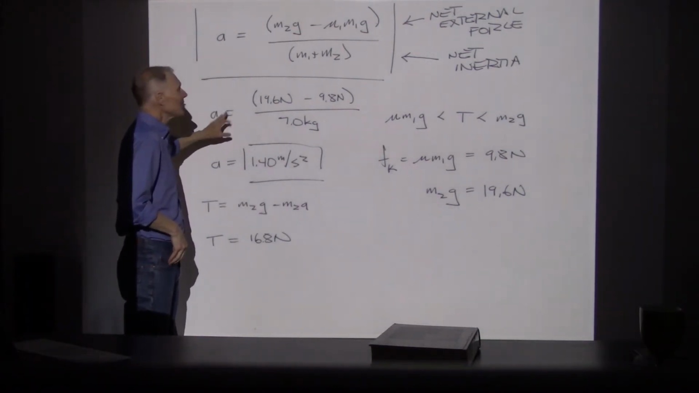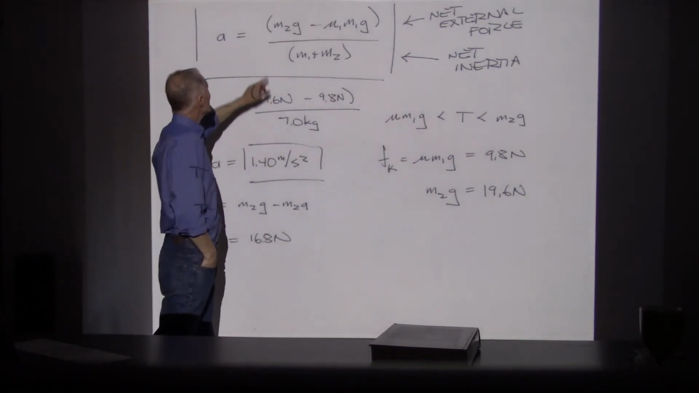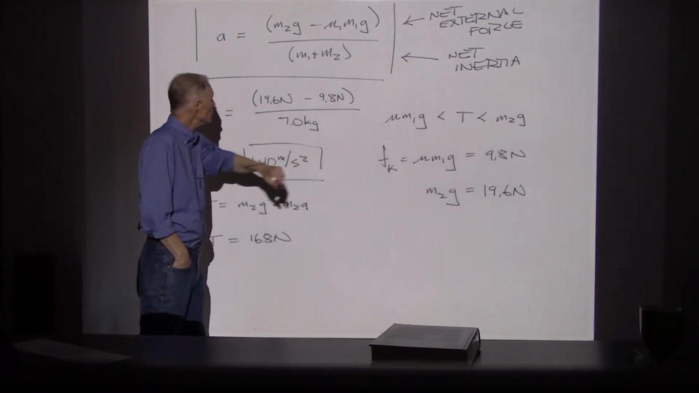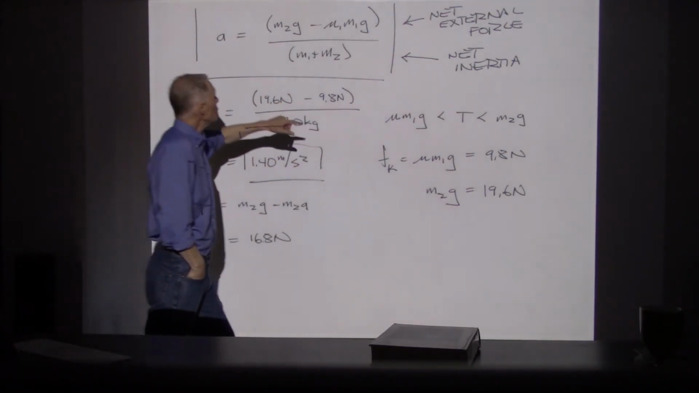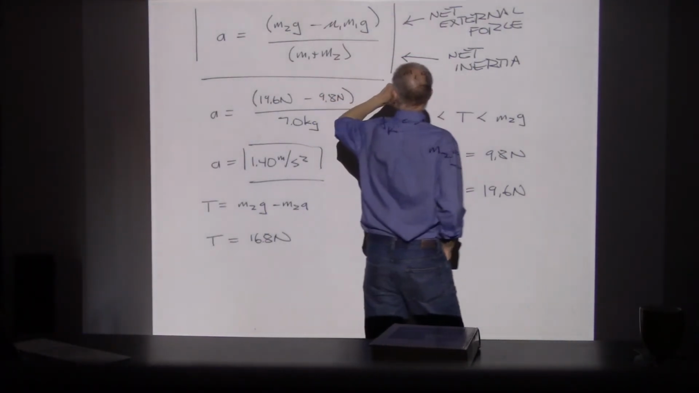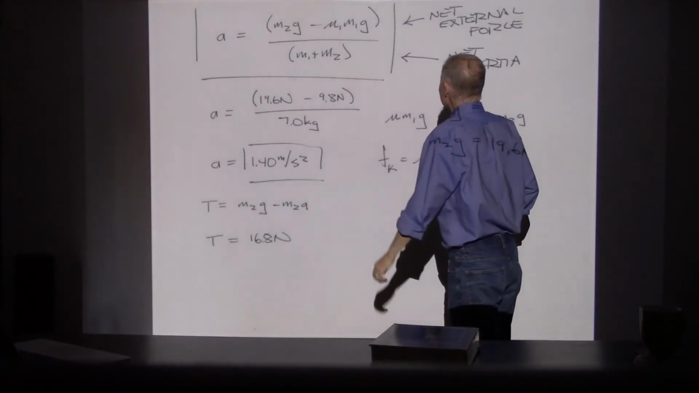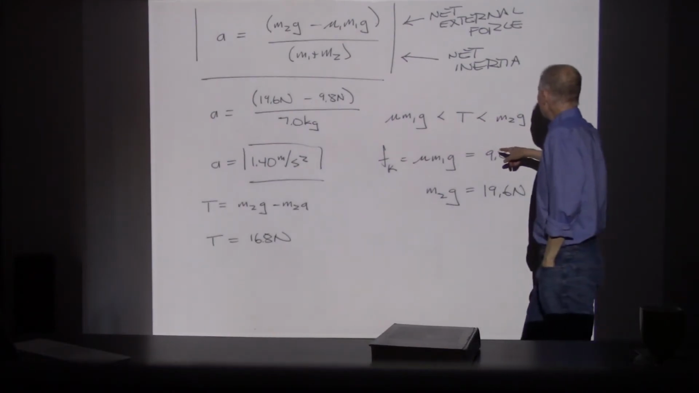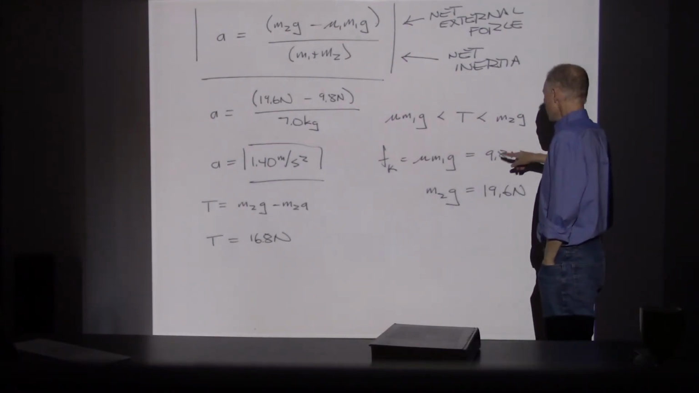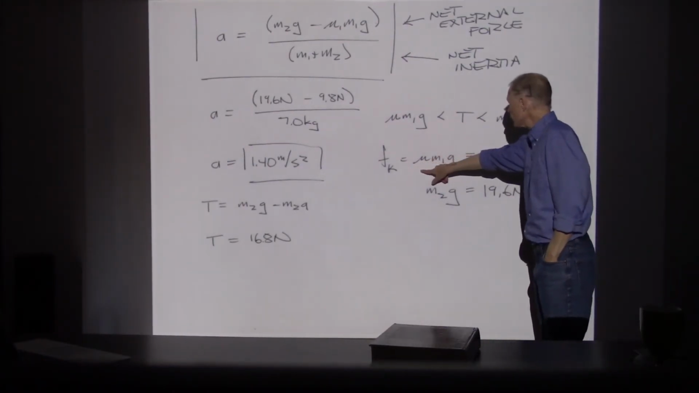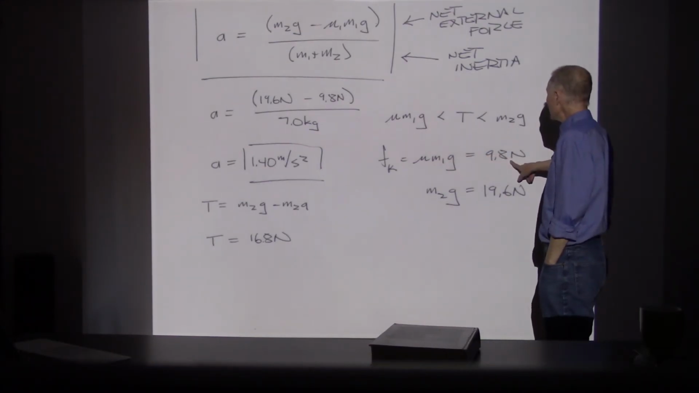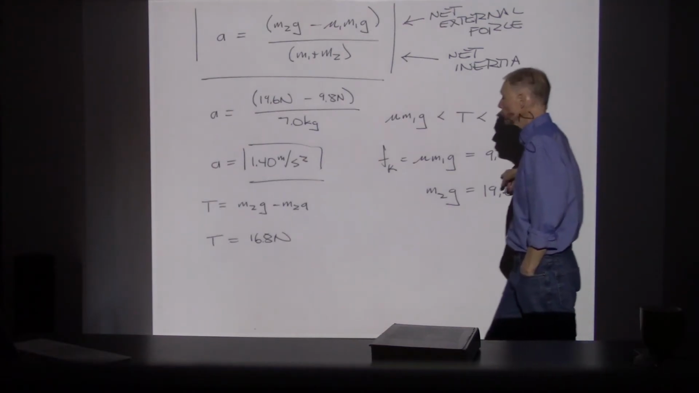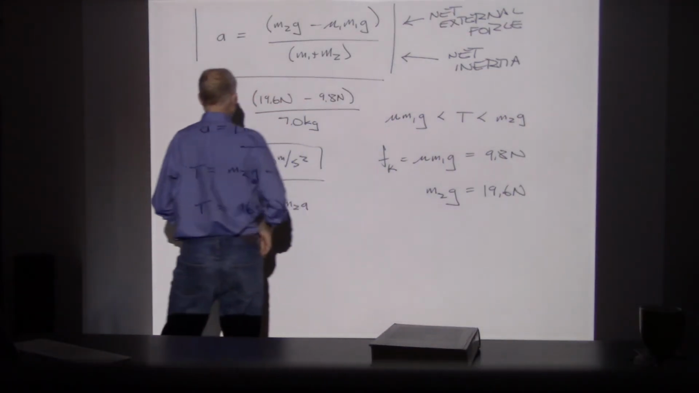Now, I went in and calculated all these values. So the M2g worked out to be 19.6 newtons. The mu, I guess it's just mu, it's not mu sub 1. Yeah, I guess it's kind of mu sub 1. Mu M1g is here. So the kinetic frictional force is 9.8. Now the tension is going to be somewhere between those two values. We saw this example before.